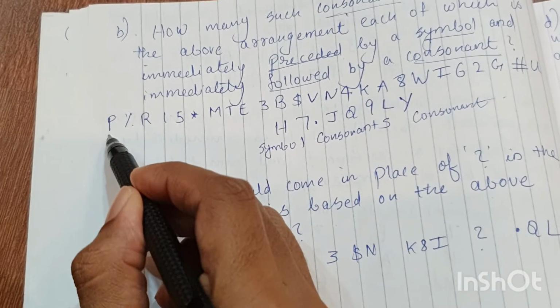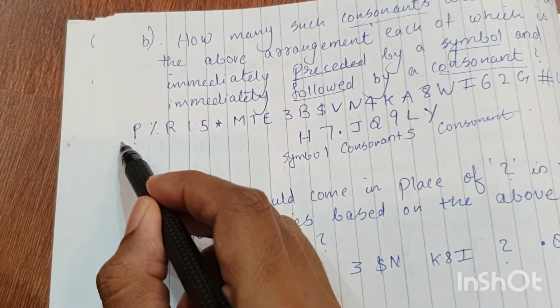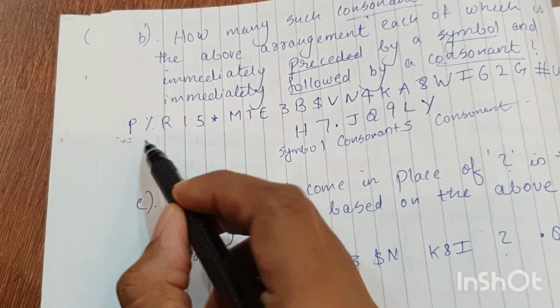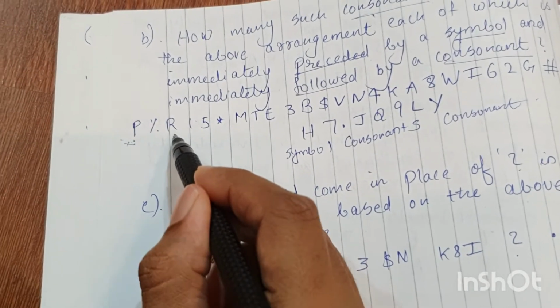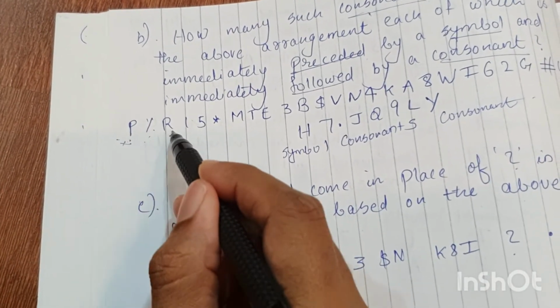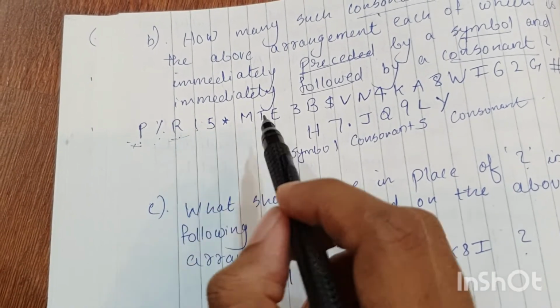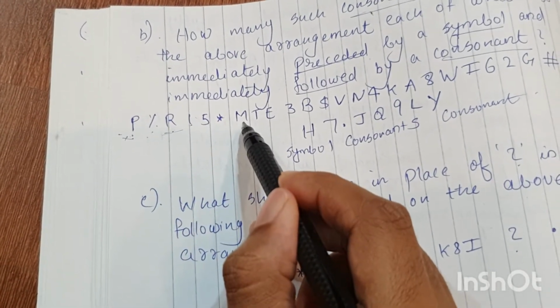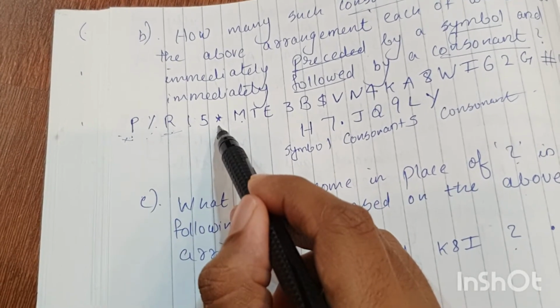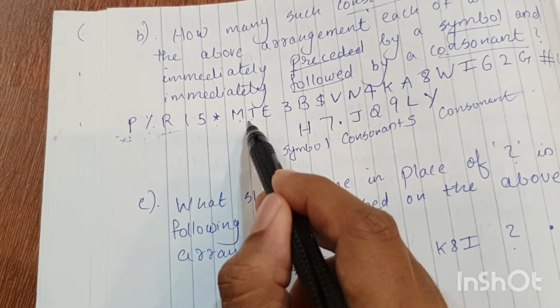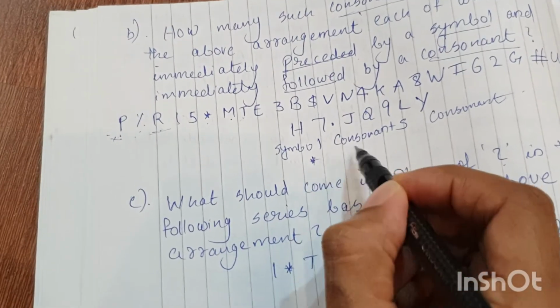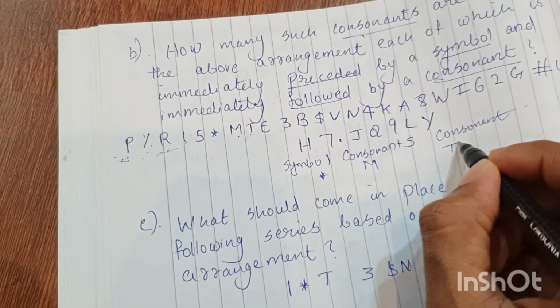So first find P. P is a consonant. Before P, is there any symbol? No. So this is not the answer. Looking for the next consonant. Before R, it is a symbol, and after R, it is not a consonant. So this is not the right answer. Looking for another consonant. M. M is a consonant. Before M, it is a symbol, and after M, it is a consonant. So star MT is one option, one choice.